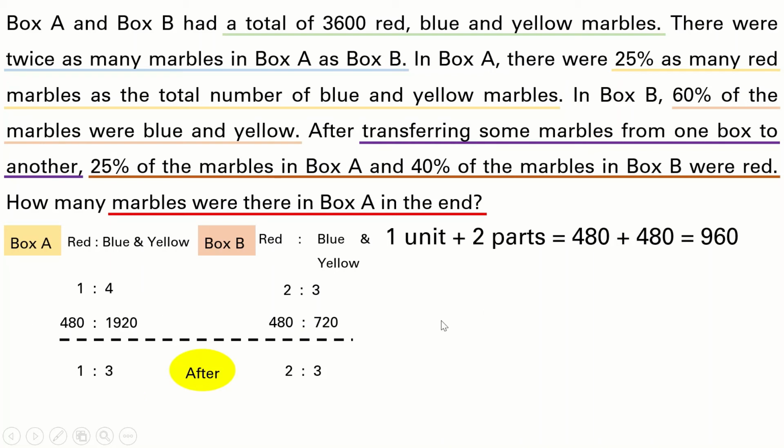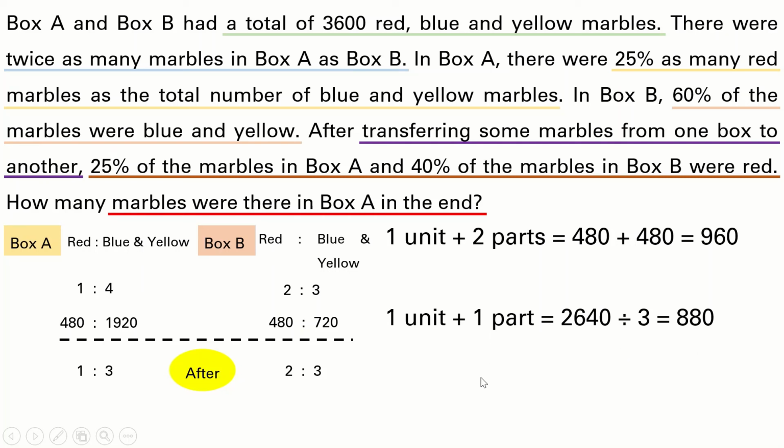Next, the second equation will be 3 units plus 3 parts. We get 1,920 plus 720, and we get 2,640. From the second equation, we can simplify it by dividing by 3. You get 1 unit plus 1 part equals 2,640 divided by 3, and we get 880.